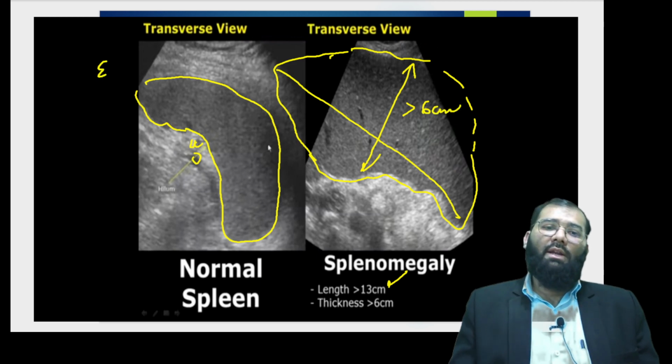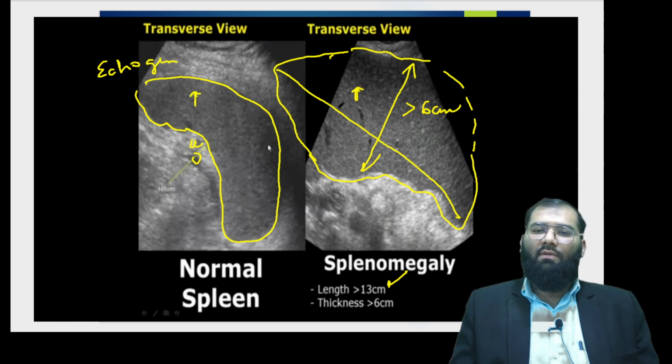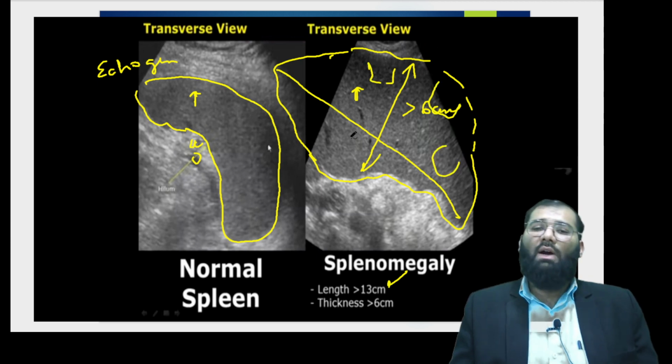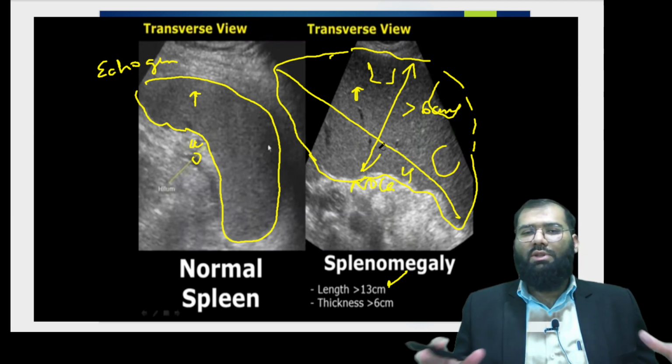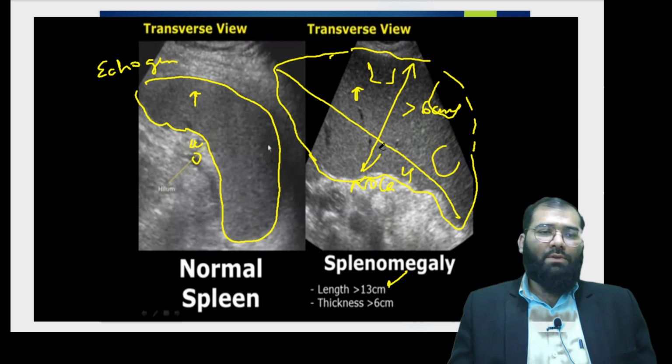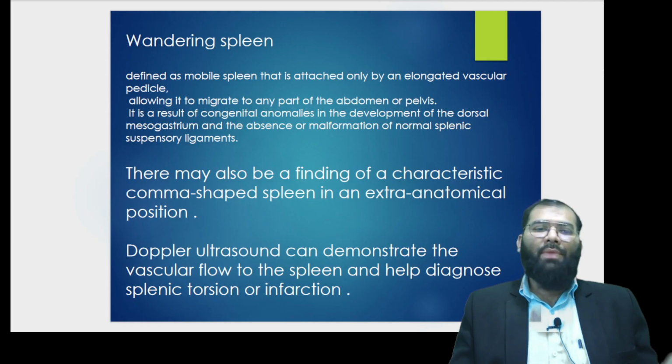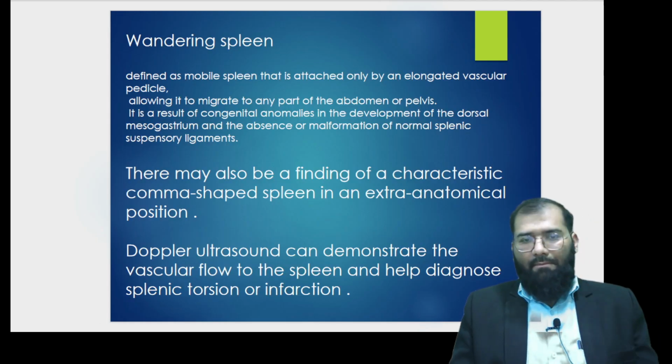The next thing you look at is the echogenicity. Here the echogenicity is more than that of liver, but you see that there is no area of hypoechogenicity, no area of infarct, no calcification as such. It is a diffuse splenomegaly. Hope this part becomes very clear, how splenomegaly appears and what are the various cutoffs which we use when it comes to splenomegaly.